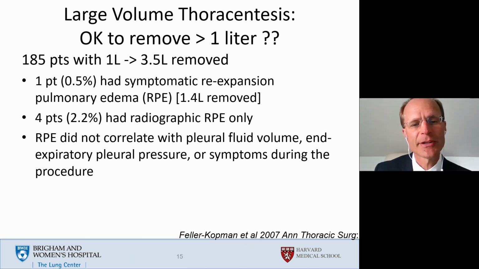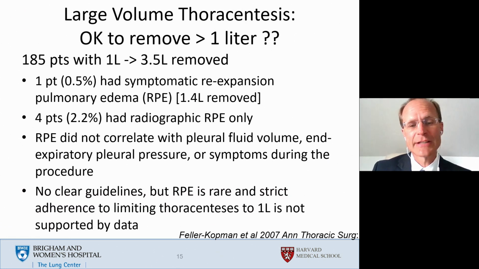And re-expansion pulmonary edema did not correlate with pleural fluid volume, end expiratory pleural pressure, or symptoms during the procedure, indicating that transudative pressure changes are by themselves not accounting for re-expansion pulmonary edema. So there are no clear guidelines, but re-expansion pulmonary edema is rare, and strict adherence to limiting a thoracentesis to 1 liter is not supported by the data.